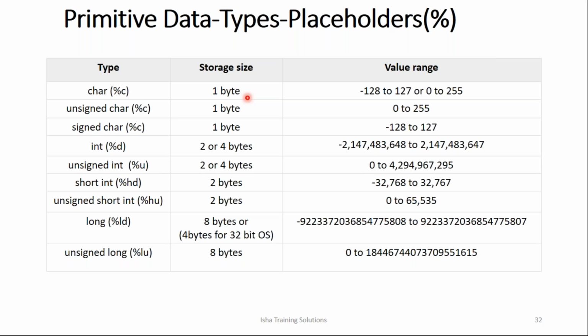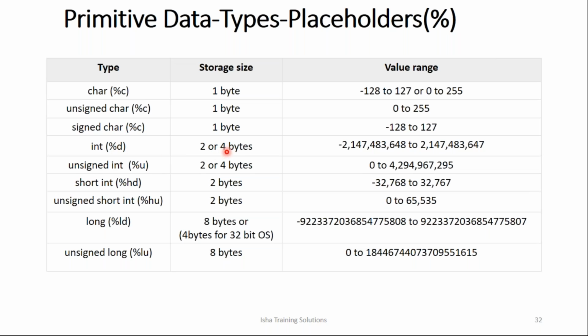Similarly, we have unsigned characters. You can get it out. What is this char and what is this unsigned char? This character can hold even the negative values. But unsigned character will hold only positive values. Signed char and char are both the same. It has been written twice. No need to worry and no need to get confused.